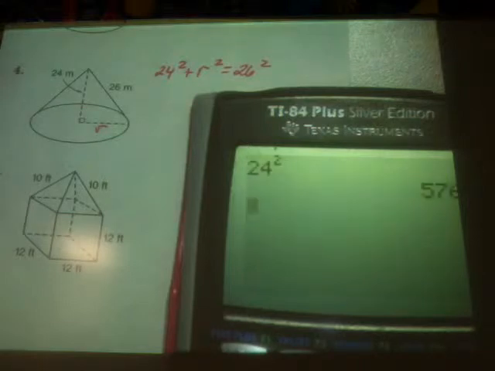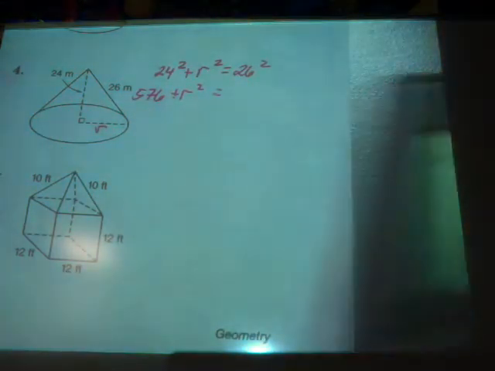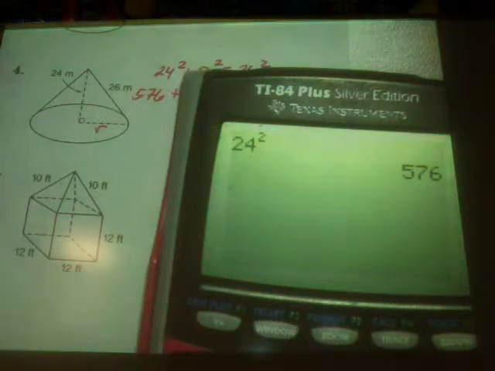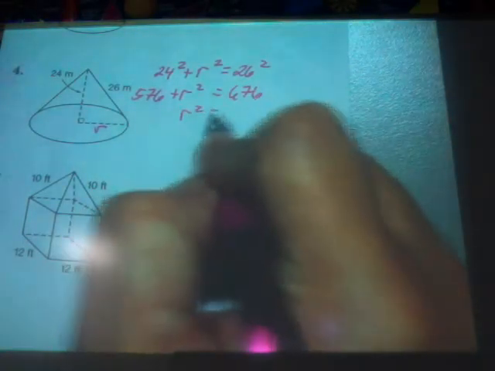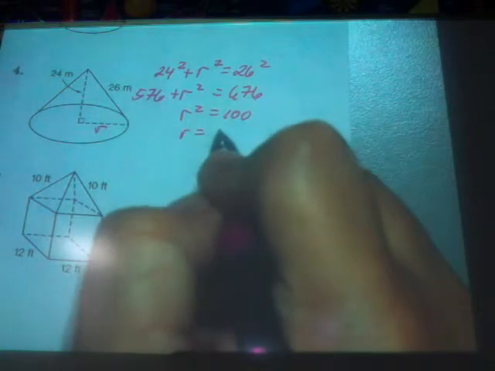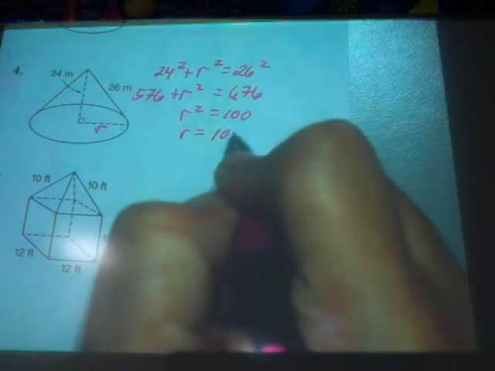So 24 squared is 576. And then 26 squared is 676. I subtract the 576, r squared is 100, so what's r? 10 meters, right?